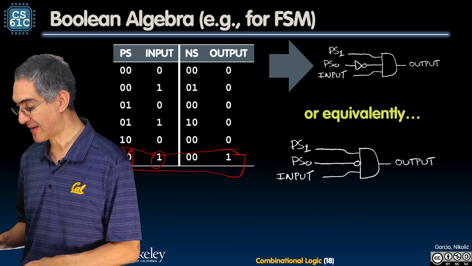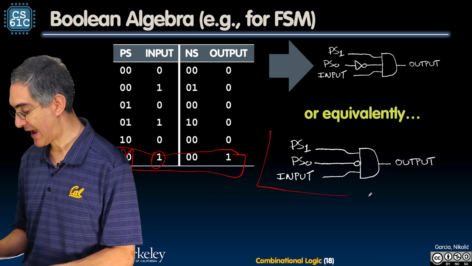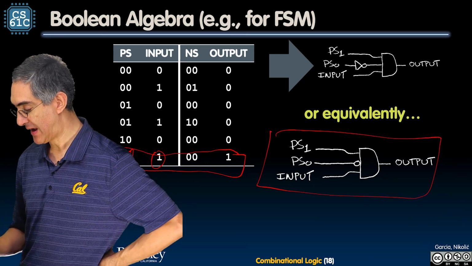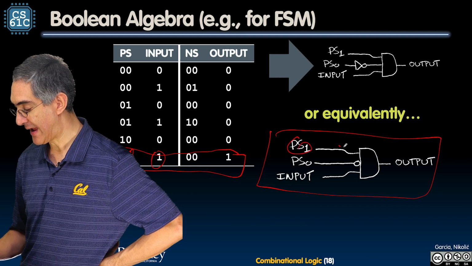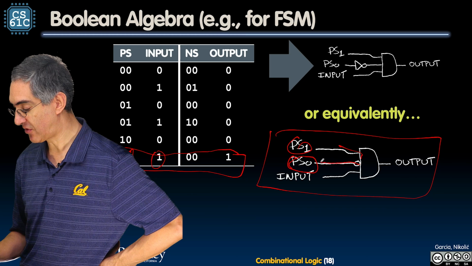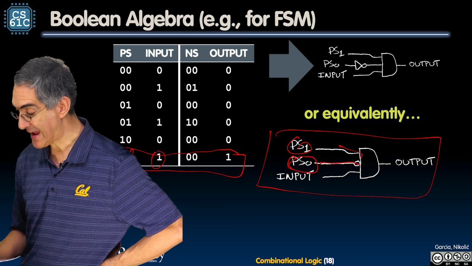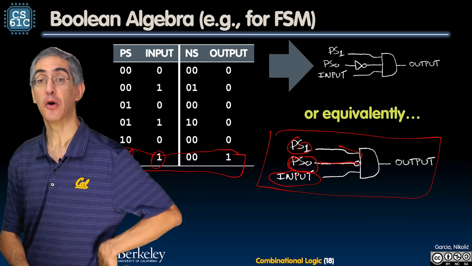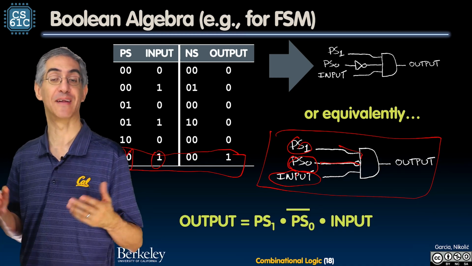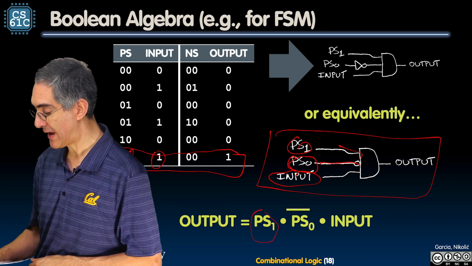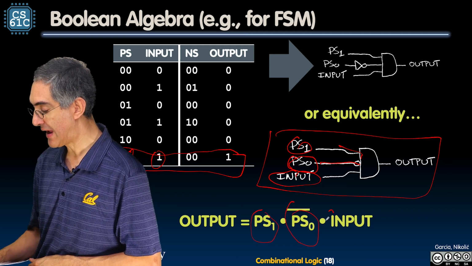And the interesting thing is, how do I then take this and write this in a Boolean algebra way? Well, I've got PS sub 1, and, or times, not PS sub 0, and input. So output should be the product of all three of those terms with a bar over PS sub 0, and that's exactly what I get. Output is PS sub 1 and not PS sub 0 and input.